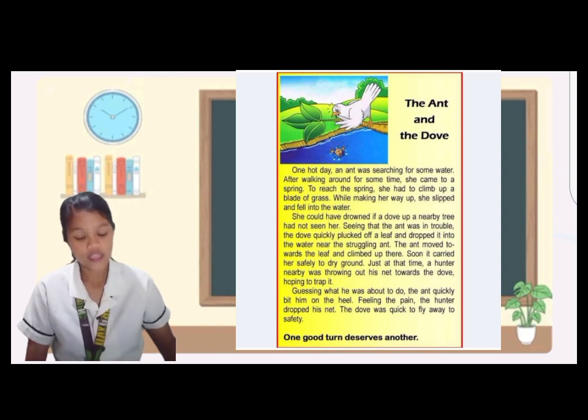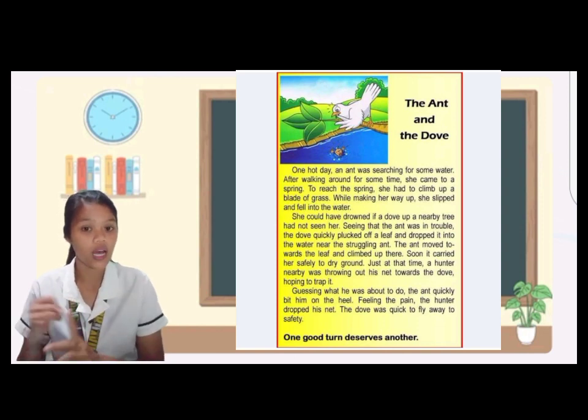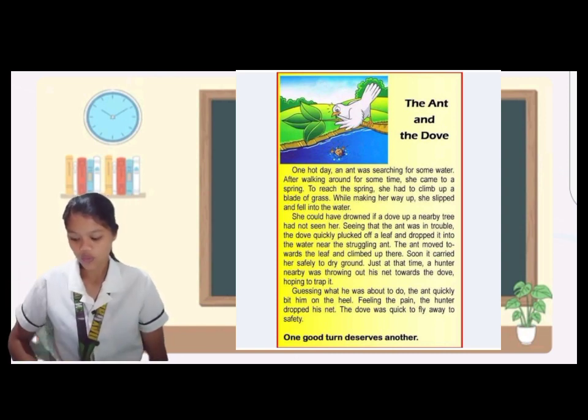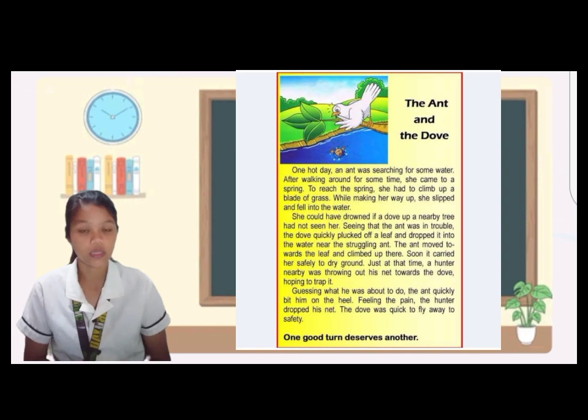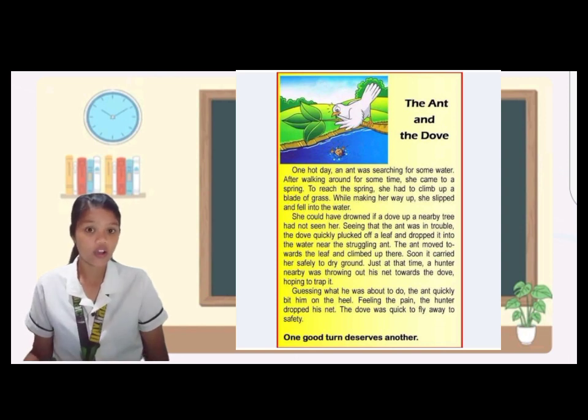Okay, so let's analyze the story. Let's analyze first the story. So, let's go back to the elements of the story. What are those? Plot, theme, characters, point of view, and setting. Okay. So, what is the story all about? The plot. What is the story all about? Okay. It's about the dove and the ant. Okay, very good. Theme. What is the dominant idea of the story?